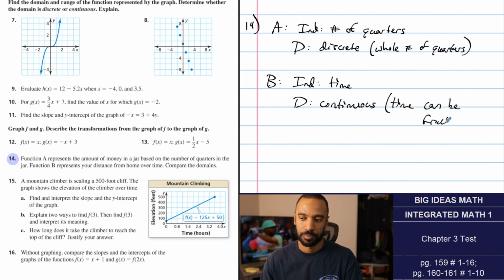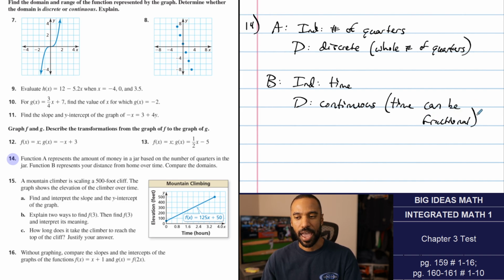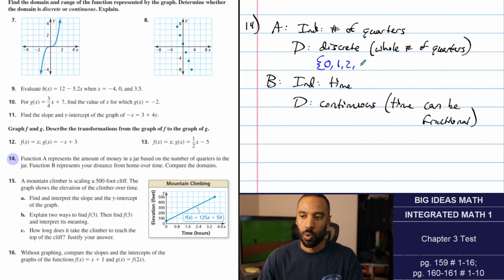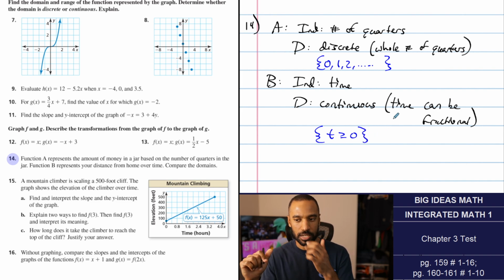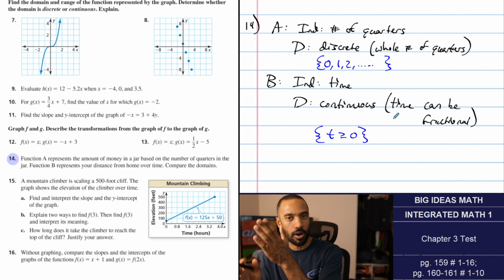So when they say compare the domains, I assume they mean this is discrete versus this is continuous. I can't think of what else we would talk about there. Oh, regarding the domains themselves, the domain here I could represent from like 0 quarters and onward, 1, 2, etc. I don't know how far that thing goes. For time here, your domain can be some sort of time that's greater than or equal to 0. That can go to infinity as well, but we would write that as an inequality. The other would be a list.